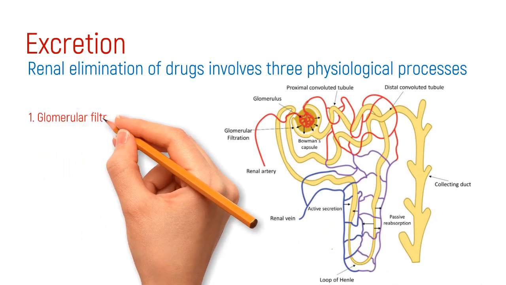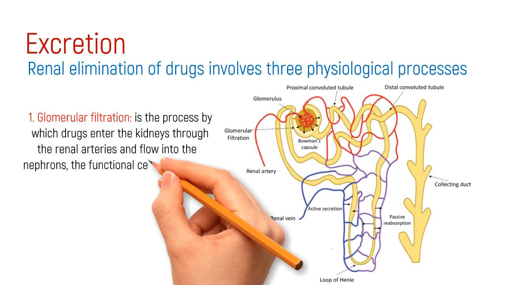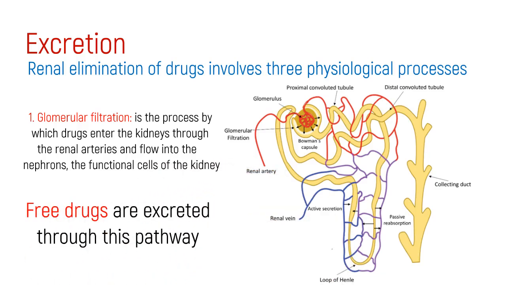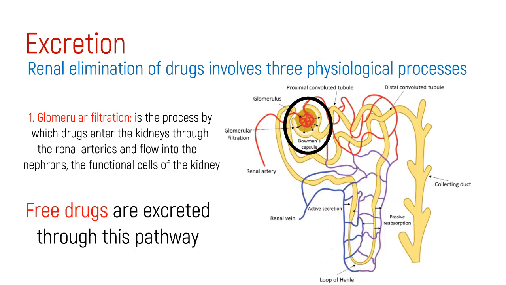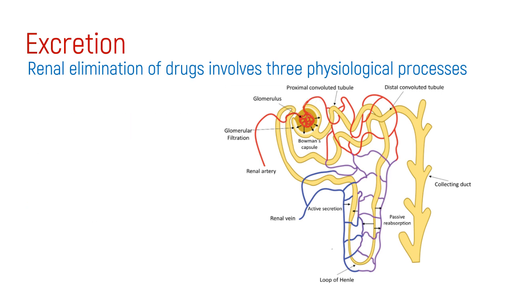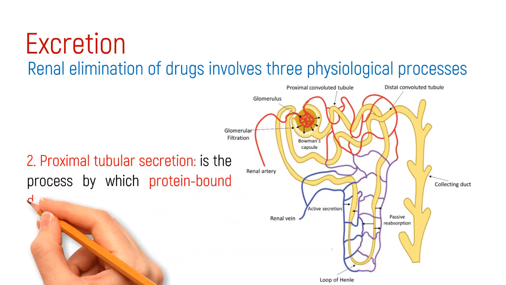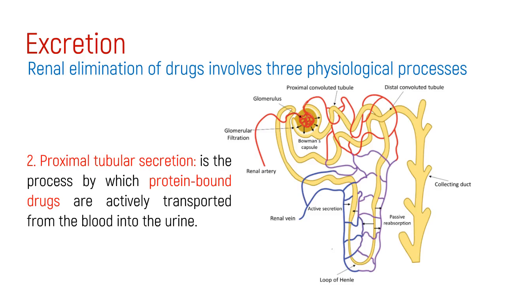Glomerular filtration is the process by which drugs enter the kidneys through the renal arteries and flow into the nephrons, the functional cells of the kidney. Free drugs pass through the capillary slits into the Bowman space as a part of the glomerular filtrate, eventually becoming part of the urine. However, protein-bound drugs cannot be filtered through this process. Instead, they are transported to the urine via a second mechanism called proximal tubular secretion. Proximal tubular secretion is the process by which protein-bound drugs are actively transported from the blood into the urine.